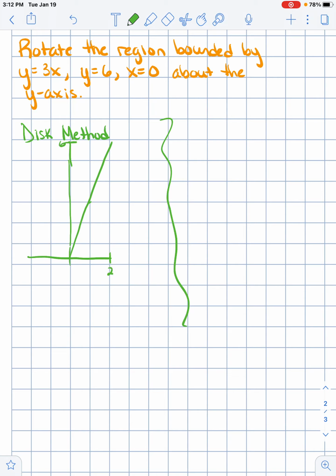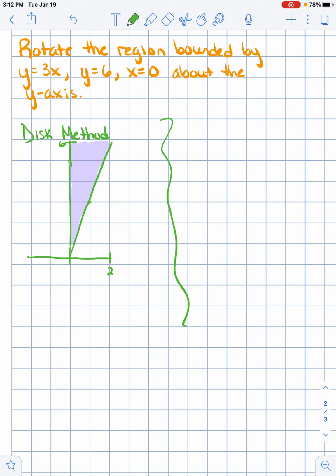This is 6 up here. This is 2 there. So the region bounded by y equals 3x, y equals 6, x equals 0, that's this region here. And we're going to rotate that around the y-axis.